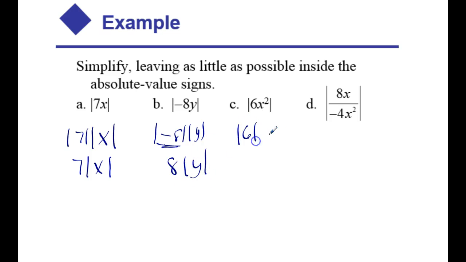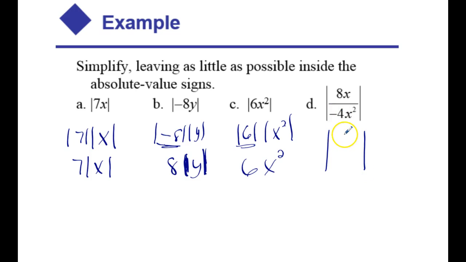This is the absolute value of 6 times the absolute value of x squared. Well, 6 just goes to 6, but x squared can never be negative, so I'm just going to say that's the same thing as x squared. I can drop the absolute value sign, unlike over here where I could end up with a positive or negative. The reason is that every time you square it, whether it's positive or negative, you get a positive answer.